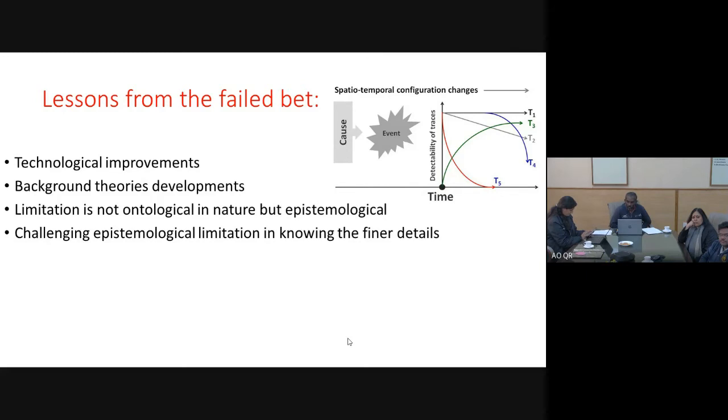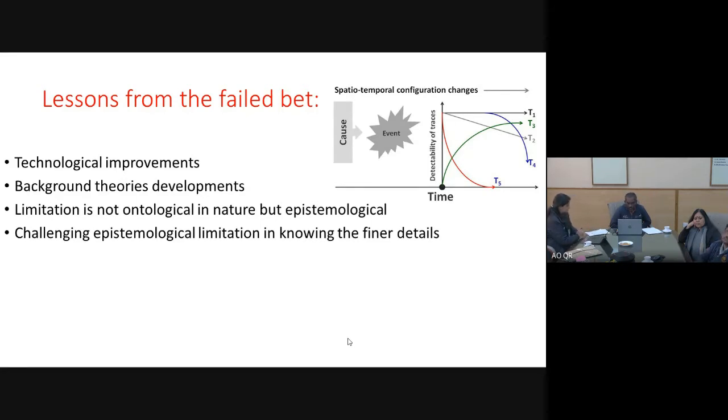Now, when there is any limitation in the paleosciences, for example, the bet was that it was impossible to know the color of the dinosaurs, but that limitation is not ontological. What is ontological? In principle, it's not possible. By nature, it is impossible. Then it is ontological. But the limitation imposed on paleoscientific inferences is not ontological, but epistemological.